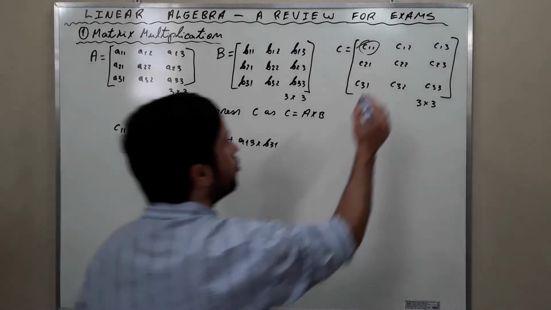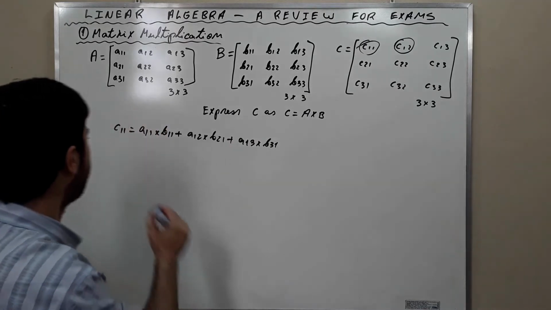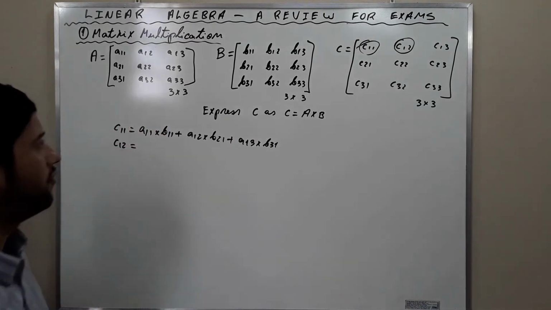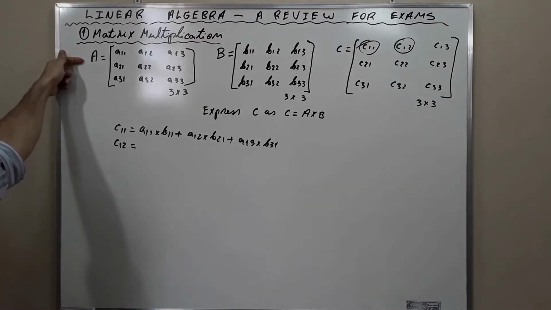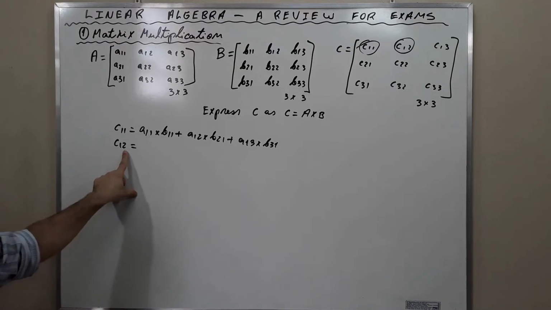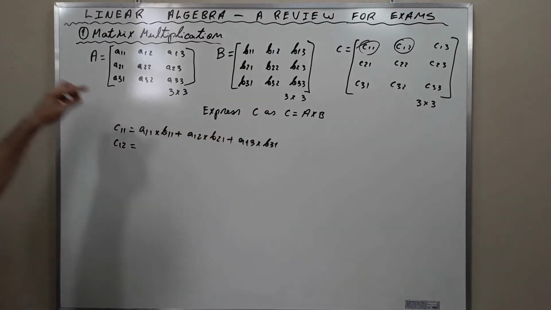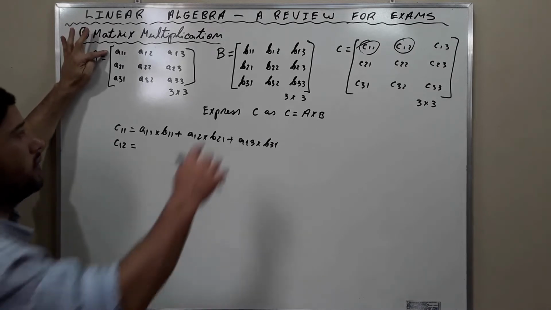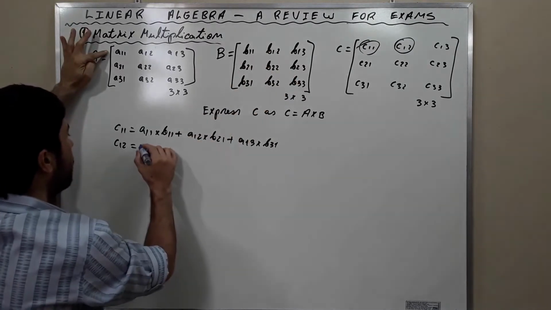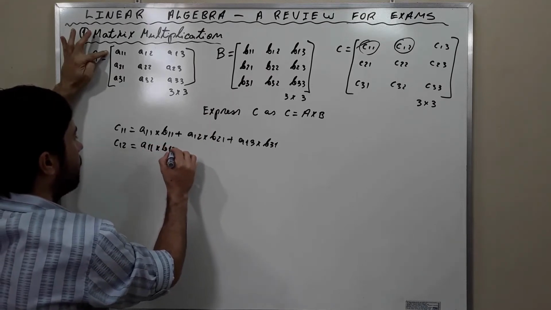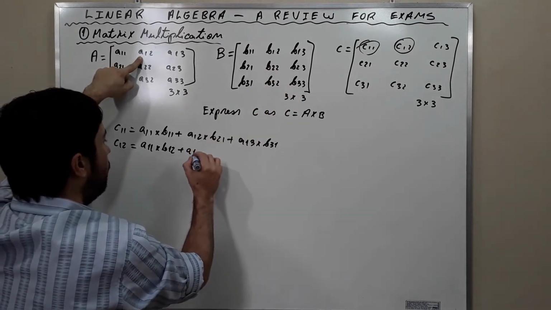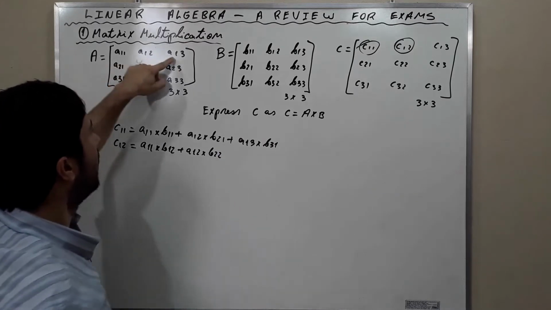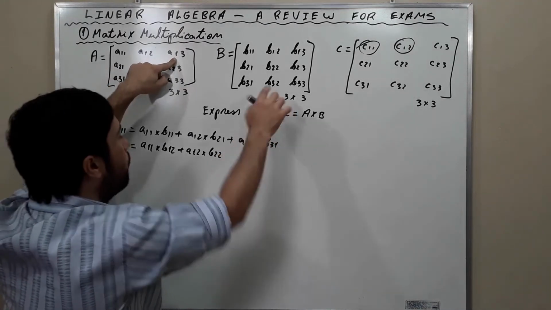Let's go to C12. C12 is going to be obtained from the multiplication of row 1 of the first matrix and column 2 of the second matrix. A11 times B12, A12 times B22, A13 times B32.